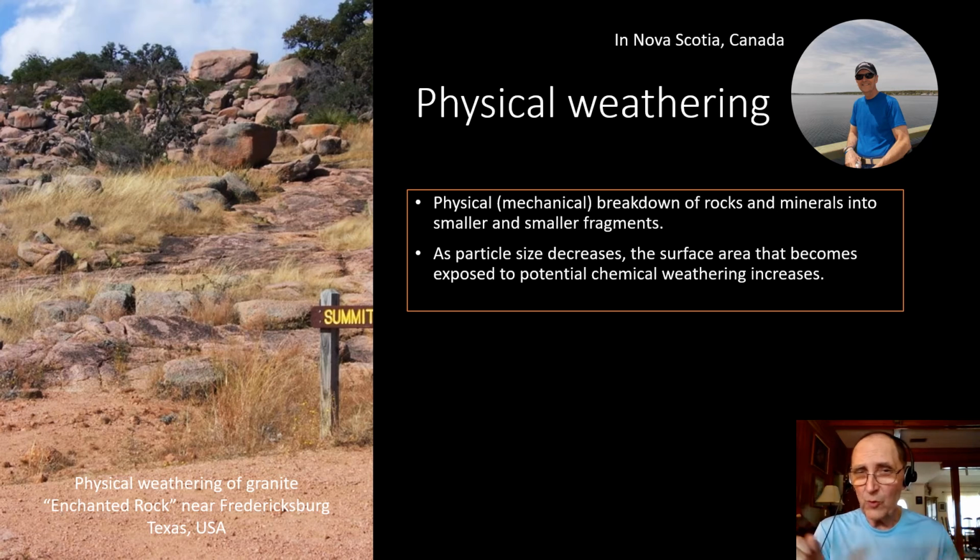So to stress the point or reiterate, physical weathering involves the mechanical breakdown of rocks and minerals into smaller and smaller fragments. Be aware that as particle size decreases, the surface area that becomes exposed to potential chemical weathering also increases. As far as the pictures on the left, you can see examples of physical weathering of granite. This area is called Enchanted Rock near the city of Fredericksburg in the state of Texas. The picture at the top, I'm surveying some of the erosional landscapes in Nova Scotia in Canada.